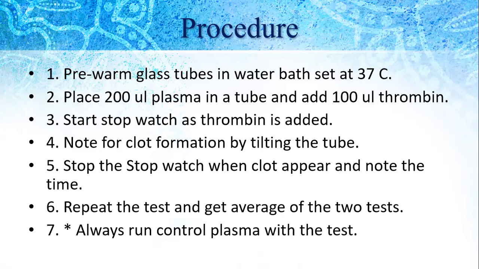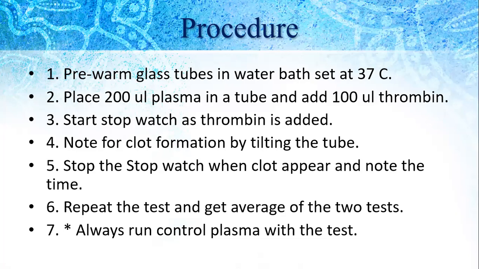Start the stopwatch as soon as thrombin is added. First of all, you will add the 200 microliter plasma in a test tube, and then you will add 100 microliter thrombin, and the stopwatch will start immediately after the addition of the thrombin. So you will note the clot formation.